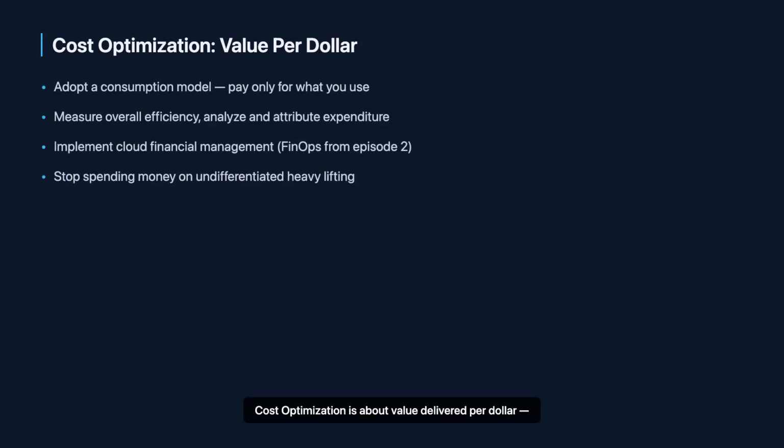Cost optimization is about value delivered per dollar, not the cheapest possible bill. Adopt a consumption model: pay only for what you actually use, and turn off non-production environments on nights and weekends. Measure overall efficiency and attribute expenditure back to teams or products so you know what each dollar bought you. Implement cloud financial management. That's the FinOps discipline we introduced in episode 2. And the signature one: stop spending money on undifferentiated heavy lifting.